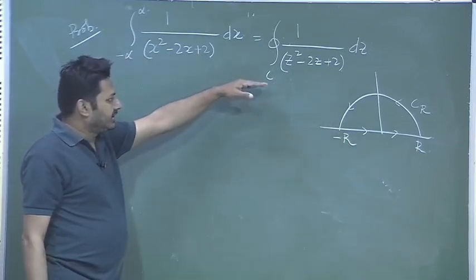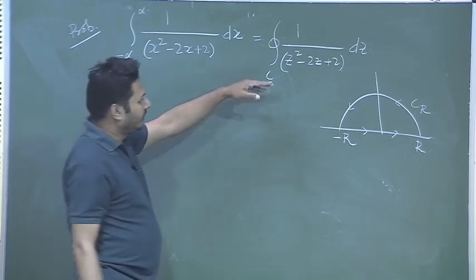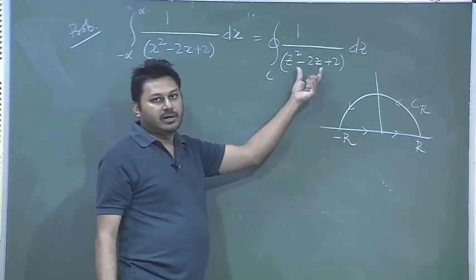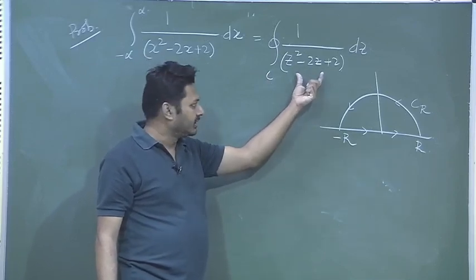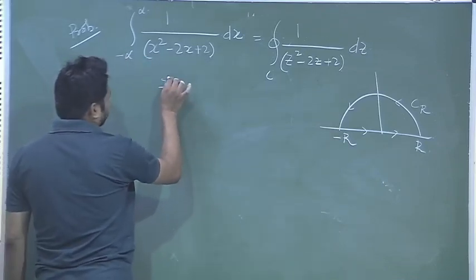Now again, this integration has some value. Let me first find out what the value is, because I know very quickly what it should be. I will find the singularities, and 2 pi i multiplied by the residue will give you the result. So let us find out what result I am getting.